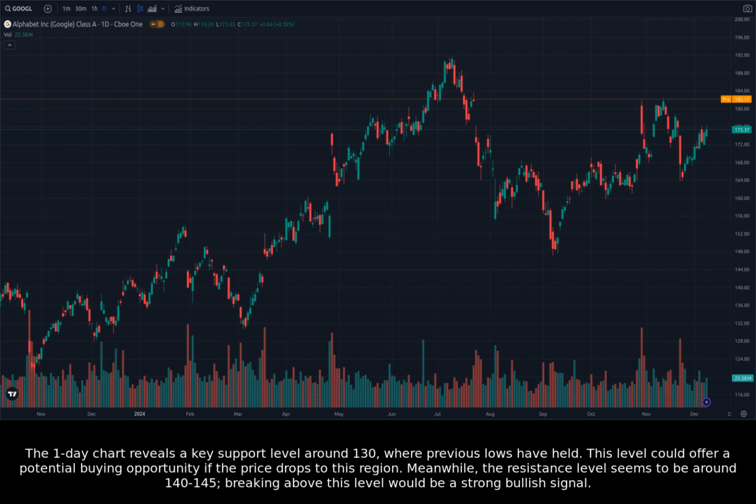The one-day chart reveals a key support level around 130, where previous lows have held. This level could offer a potential buying opportunity if the price drops to this region. Meanwhile, the resistance level seems to be around 140 to 145. Breaking above this level would be a strong bullish signal.